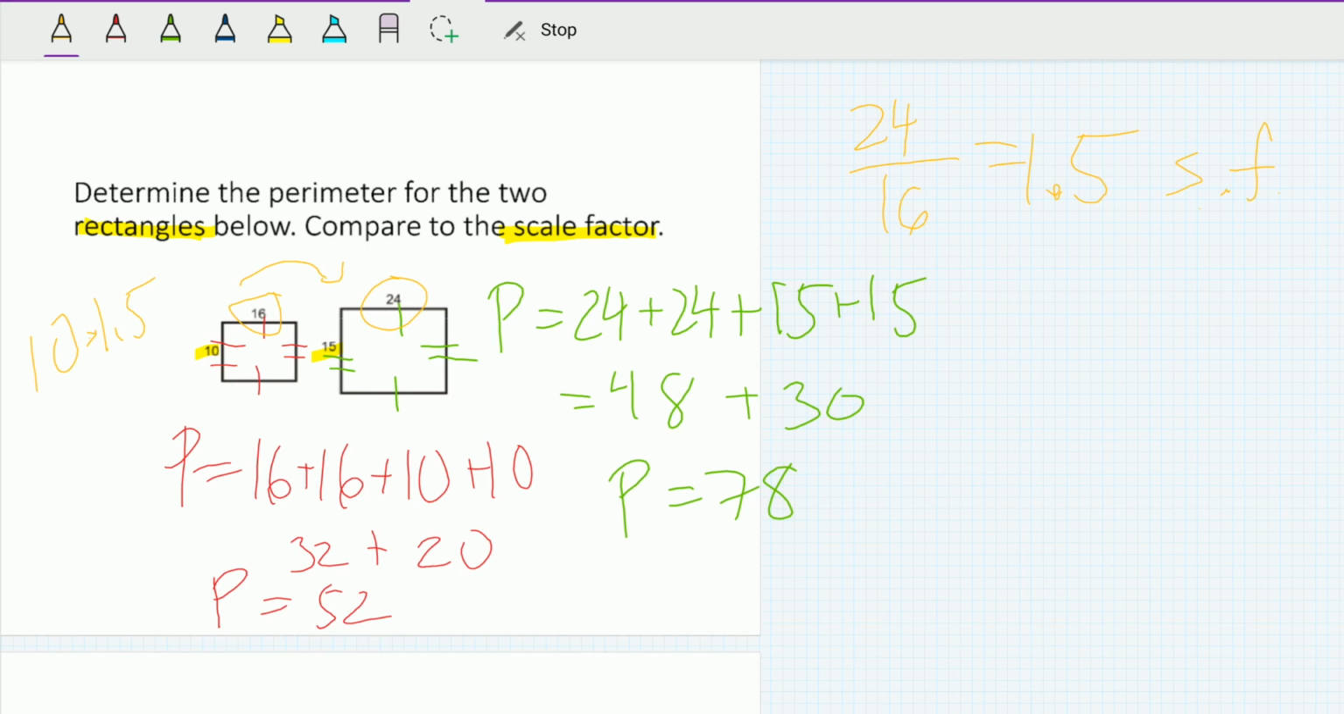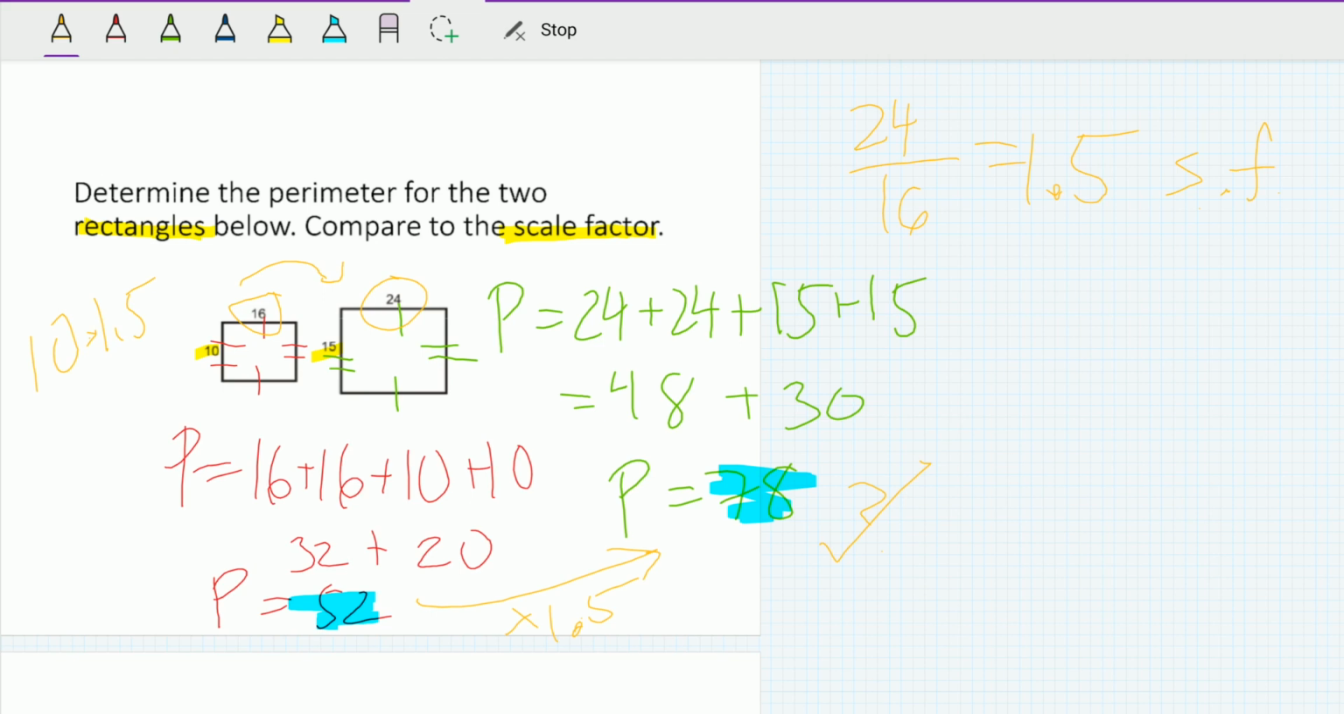What I need to do now is show you that the exact same rule works for the 52 and the 78. To see that, we're going to do 52 times 1.5. Will that give me 78? Once again, this is just calculator. So 52 times 1.5 actually does give me 78.